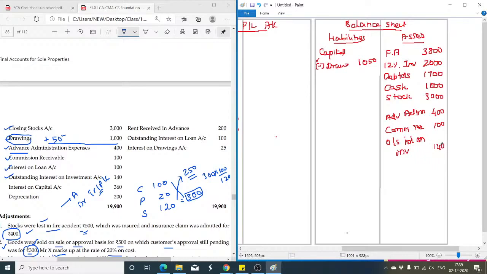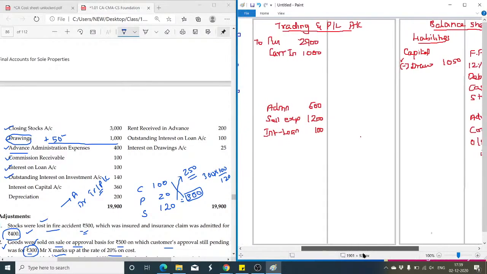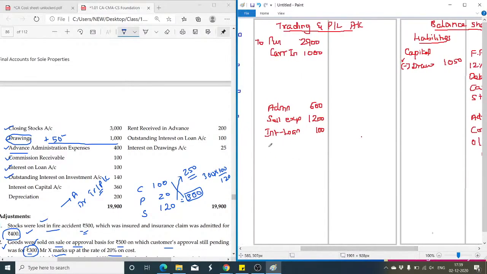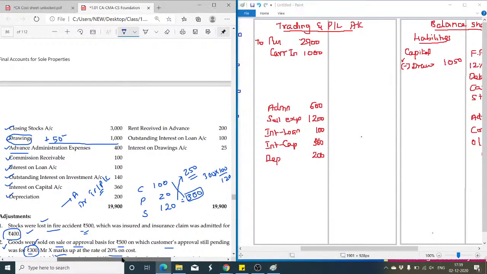Interest on capital is the expense to be debited. So I am going to debit that interest on capital here. Interest on loan is debited. Similarly, interest on capital is also debited. The value here being 360. Then we have depreciation, which is also an expense. Because of the usage of the assets, the value of the asset has gone down, which is called depreciation, and is also debited. So I have completed the posting of the debit side.